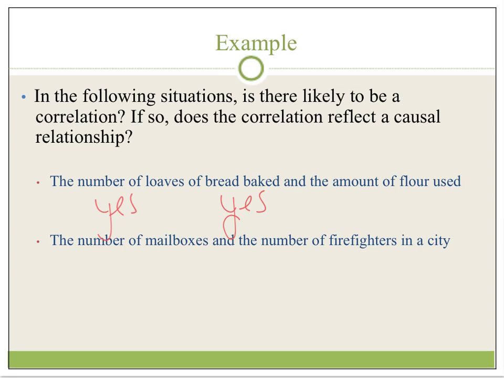The number of mailboxes and the number of firefighters in the city. There could be a correlation. So yes, for the correlation. Because the more people in the city, the more fires there could be, which means there's a higher need for firefighters. But did having more mailboxes cause there to be more firefighters? In itself, no. So in this case, it's not causal.